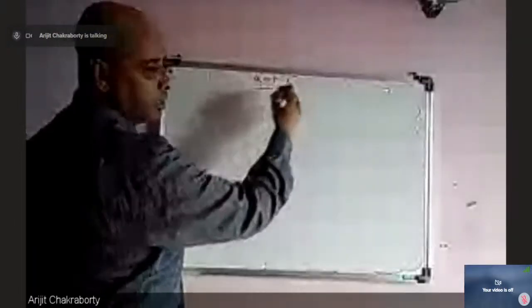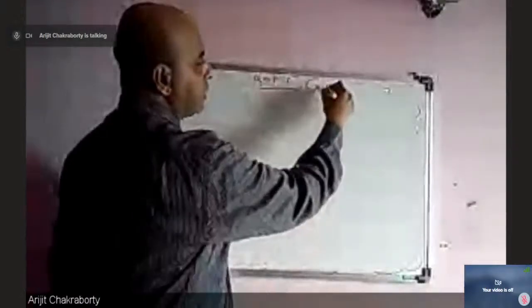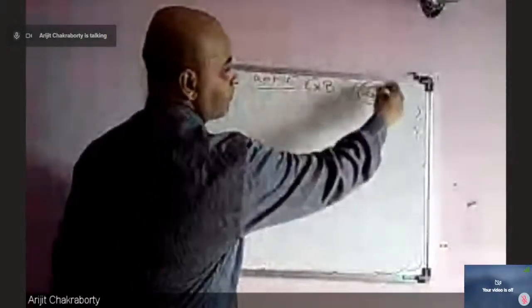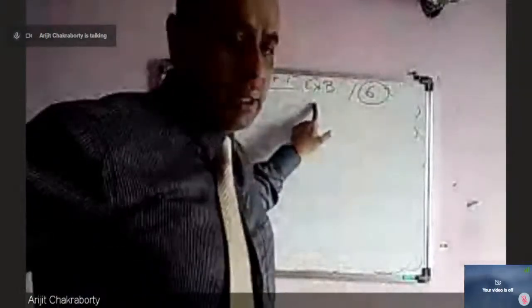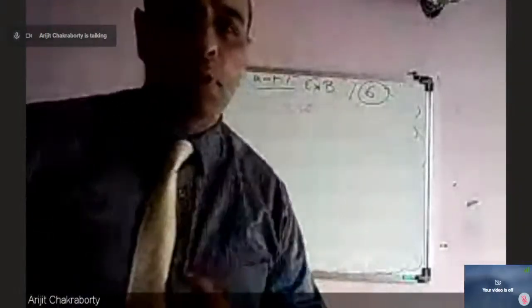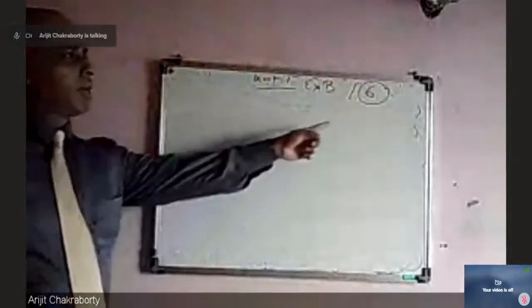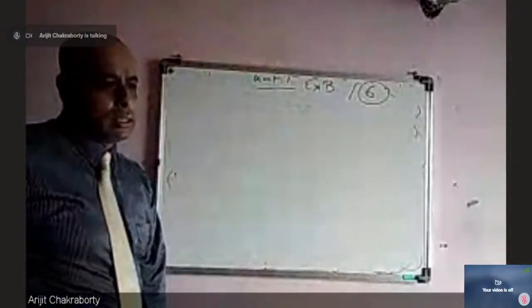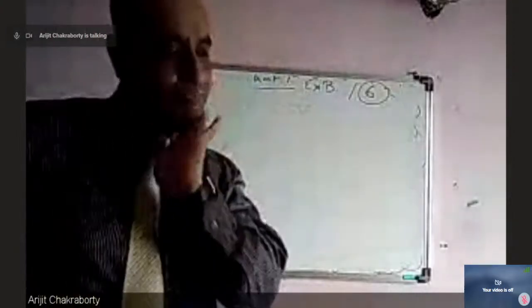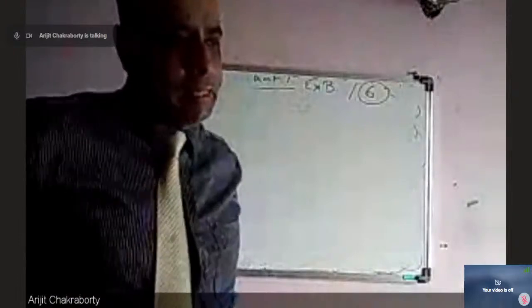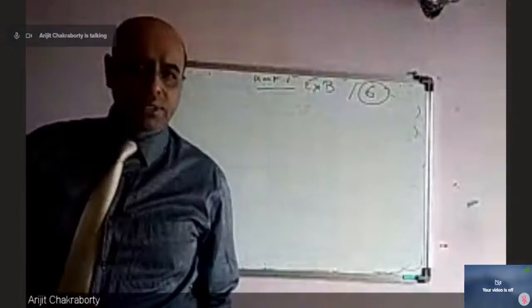Unit 1, exercise B, number 6. Okay, so study material unit 1, exercise B, and the problem is number 6. Please open the question. The question is, 10 years ago, the age of a father was 4 times that of his son.